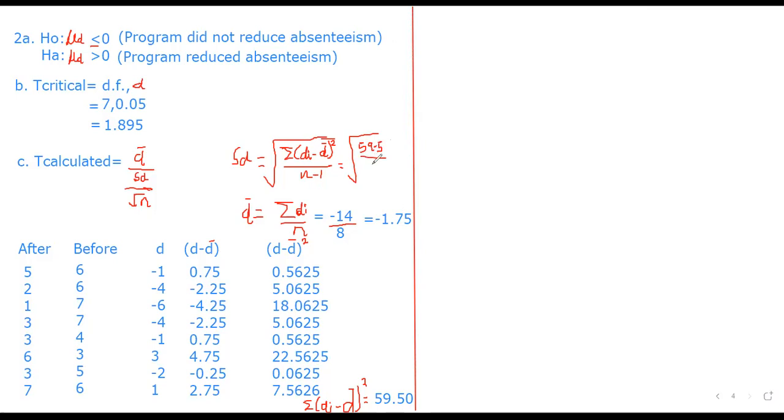N minus 1 will be 7. So what will be the answer? The answer will be 2.9155. So we have everything now.